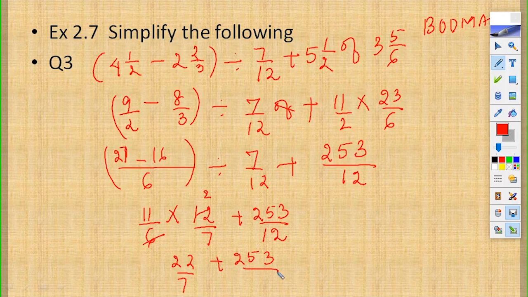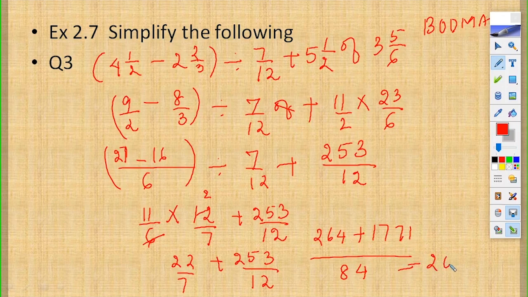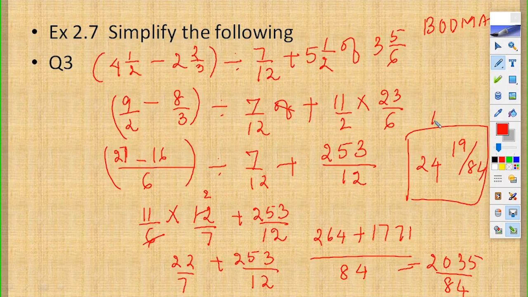253 by 12. Take the LCM, it's 84. So I'll get 264 plus 1771. Answer is 2035 by 84. You need to convert it into a mixed fraction. You will get 24 19 by 84. That's the final answer when you are converting it into a mixed fraction.